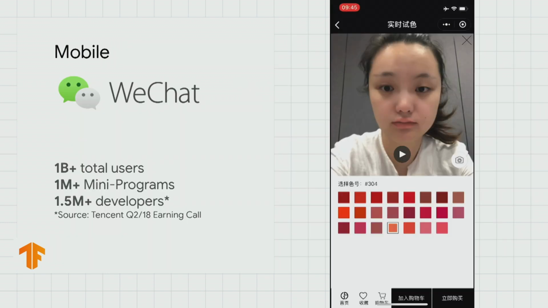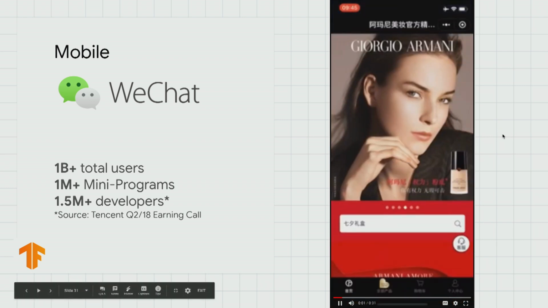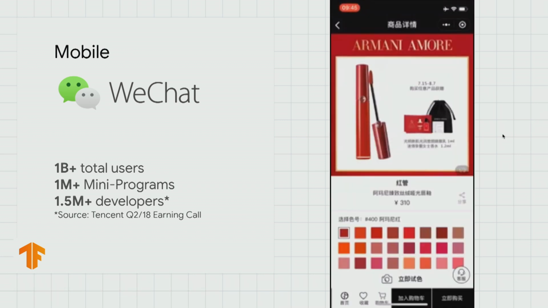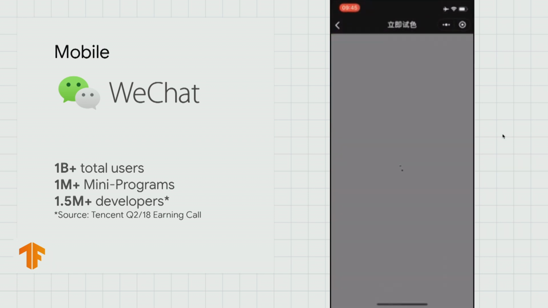The third example I want to showcase is WeChat. So this is on the mobile side. WeChat started as a chat app, but it's a mega popular platform nowadays. It has more than 1 billion users, mostly in China. It has over 1 million mini programs.